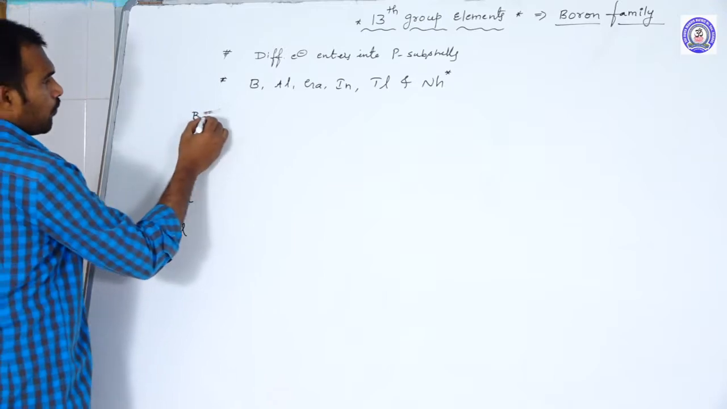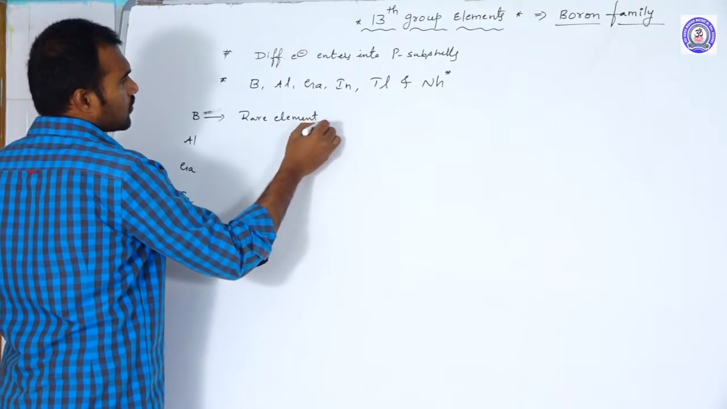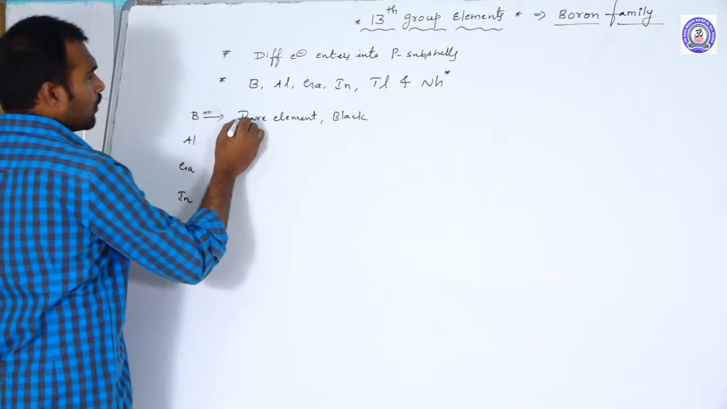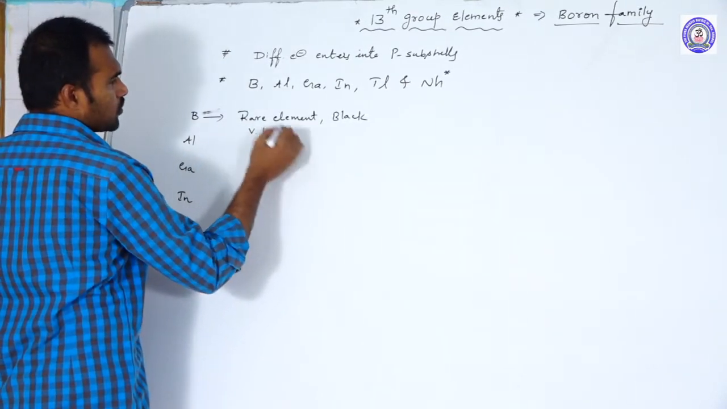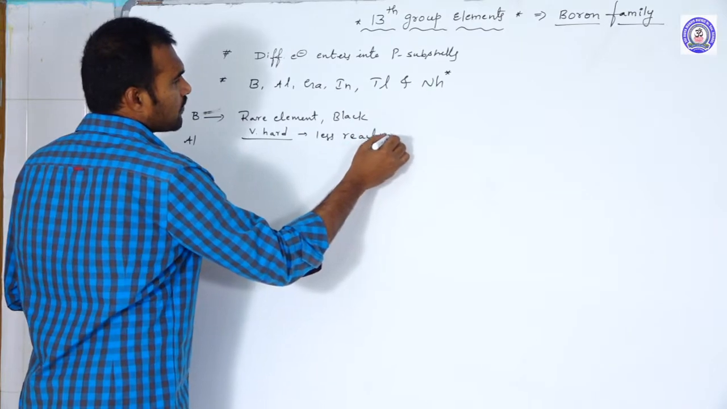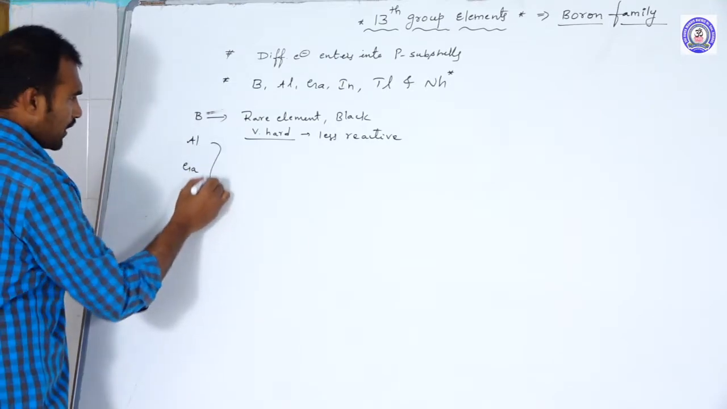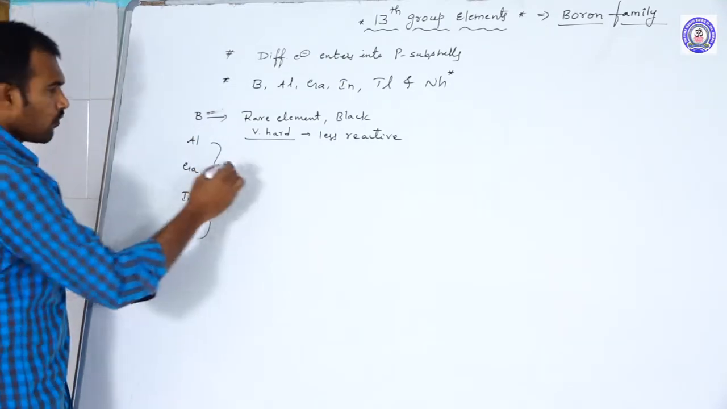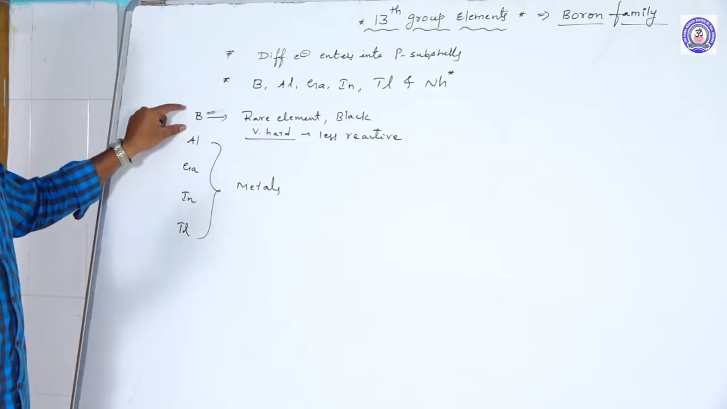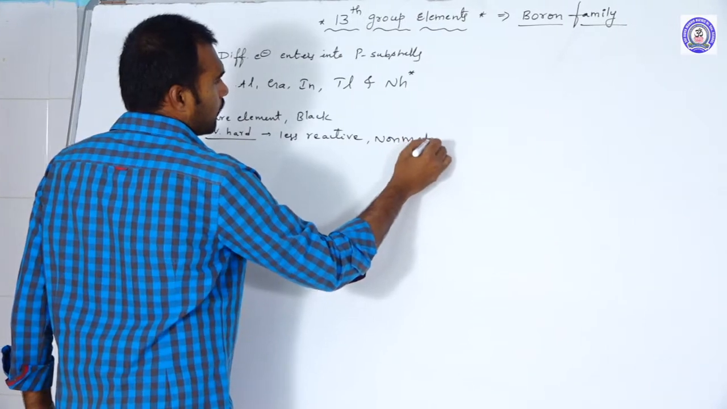Now in these all, boron is a rare element and it is black color. Boron exists as black in nature, and it's very hard in nature. Because of its very hard nature, it is less reactive. Whereas the remaining four elements are metals only. Only the one element, boron, is a non-metal.